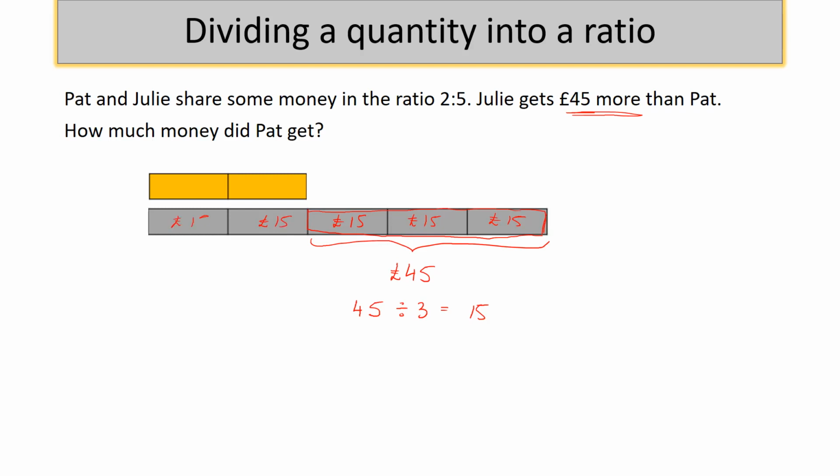Now the question is how much money did Pat get? So remember Pat was the yellow, and Julie, that's the grey part of my bar model. So if I want to work out how much Pat gets, that's 2 parts, so 2 times 15 is £30, and that's the answer.